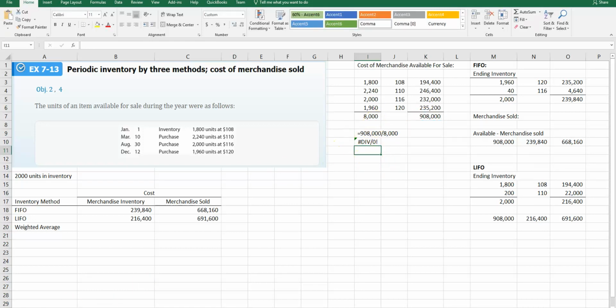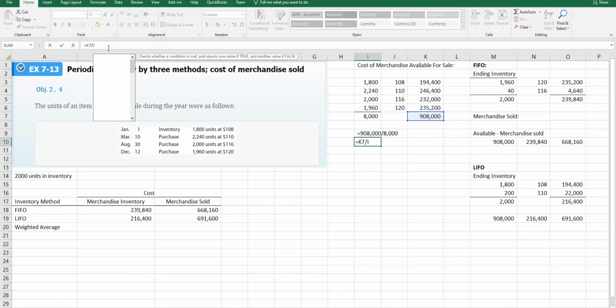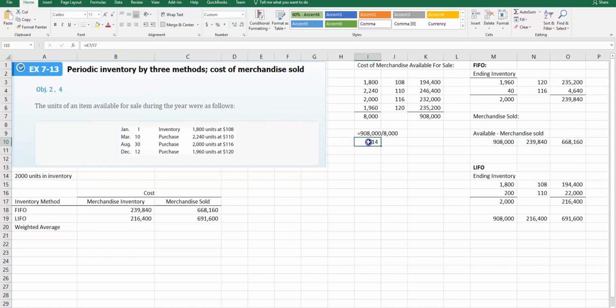Oops, I just clicked on the wrong one. Let's see, let's make this I7. Okay, now we have that. I'm going to go ahead and extend this to make sure, see what our decimals would be. Okay, so in using pennies, it's actually $113.50. What we have done is we have come up with the average cost per unit.